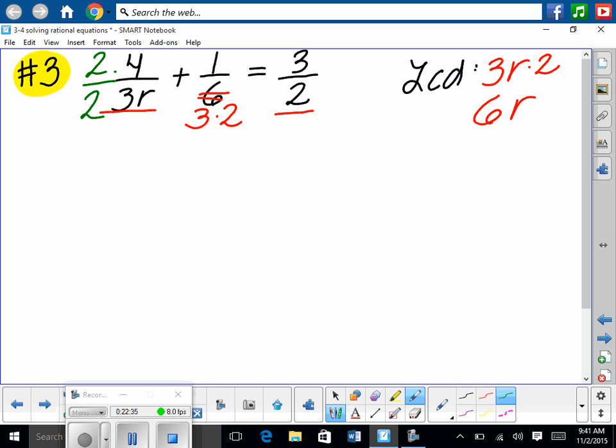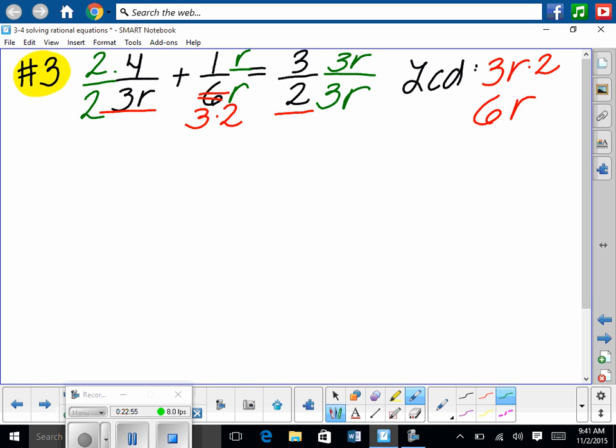This one's 6. It needs an r. So we're going to multiply the bottom by r. If you do that to the bottom, you've got to do it to the top. Then over here, this is a 2. We need it to be 6r. So we're going to multiply by 3 and what else? 3 and r. So I'm going to do that to the top and bottom.